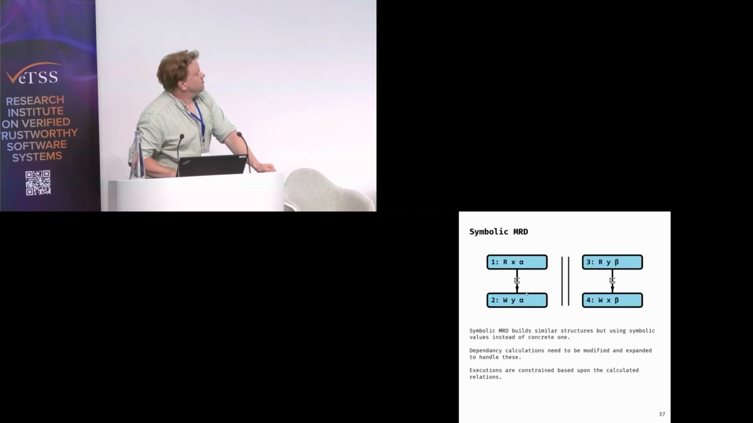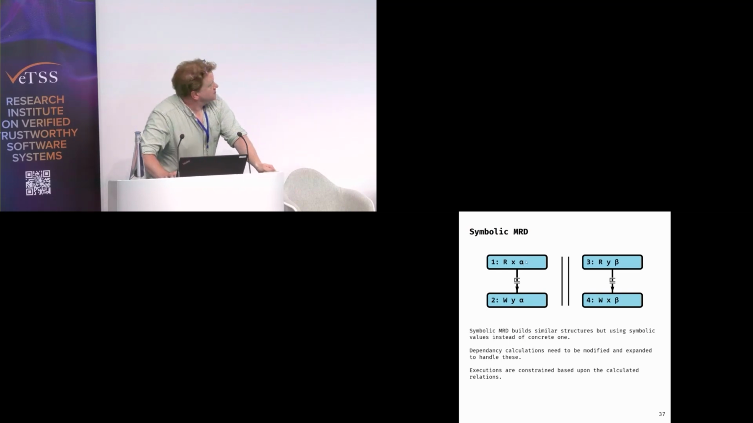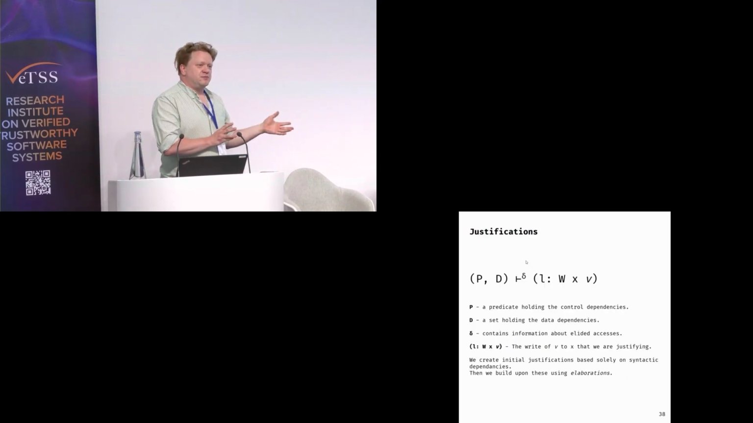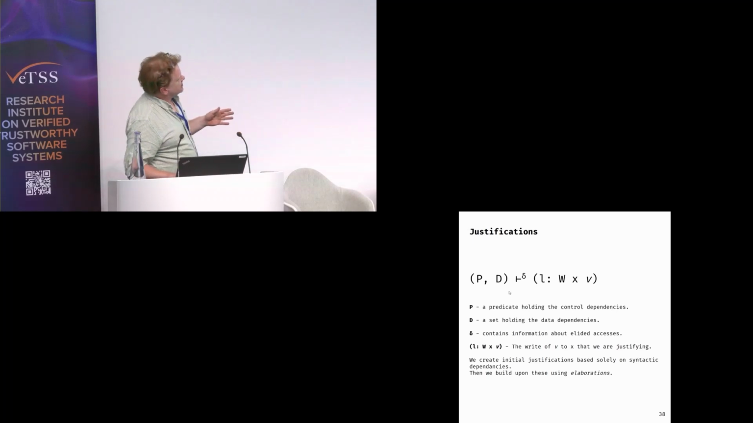So in Symbolic MRD, rather than having those concrete read values, we have symbolic read values, which means that complicated event structure crushes down a bit. We still have conflict, but not on reads. The thing that we do to intervene on the normal memory model of C++, these execution graphs, is we insist that every write is justified. We have this structure called justification here.